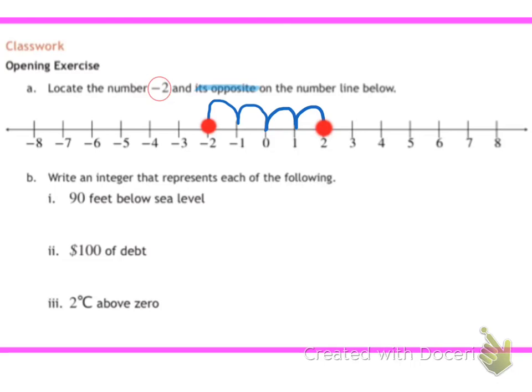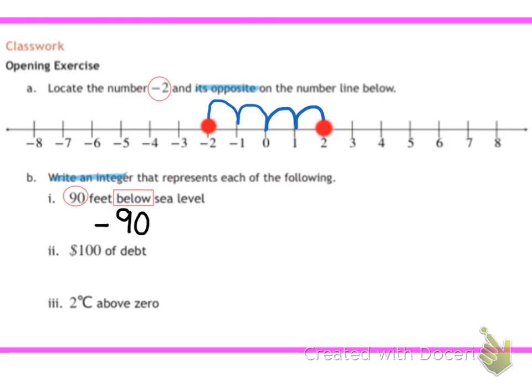Now let's look at letter B. Write the integer that represents each of the following. So again, we're writing the integer, and just a reminder, the integer is the number. So let's look at the clues. 90 feet below sea level. So I'm working with the integer 90, and the word below tells me it's negative. So as an integer, I would write this as -90.